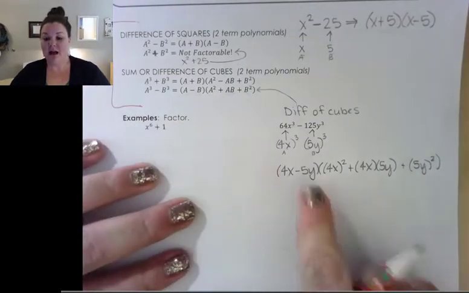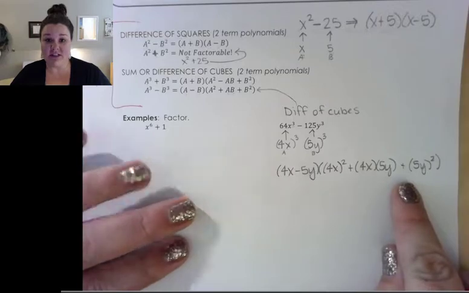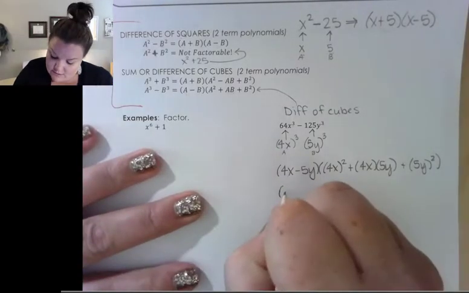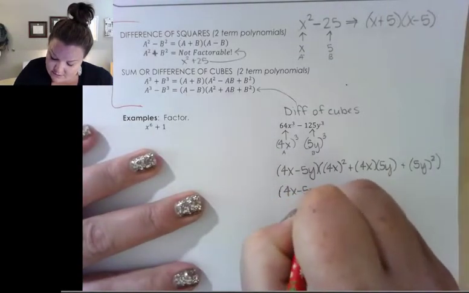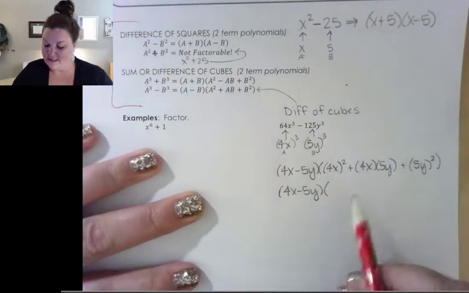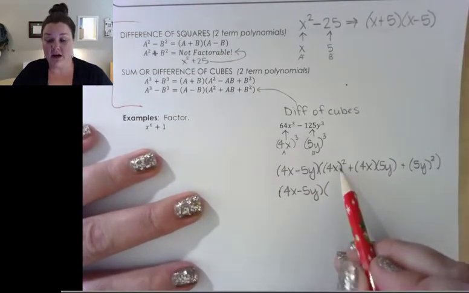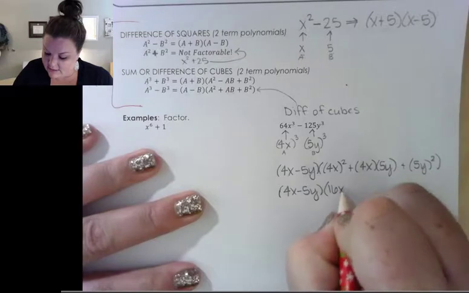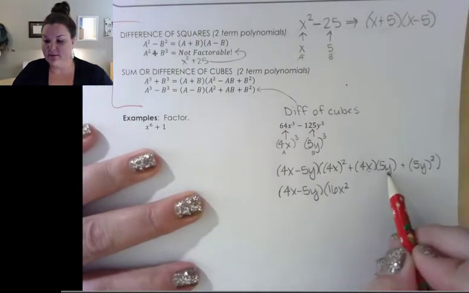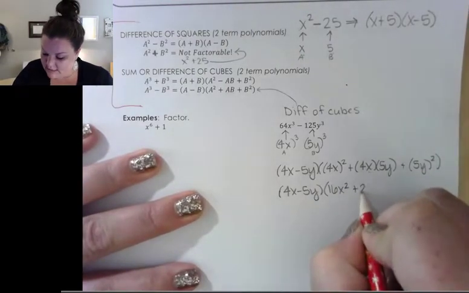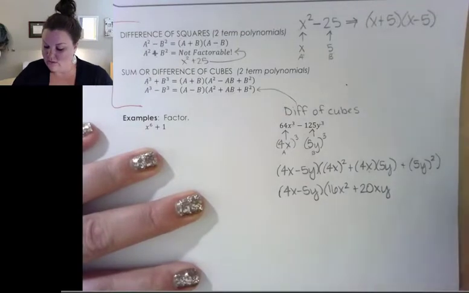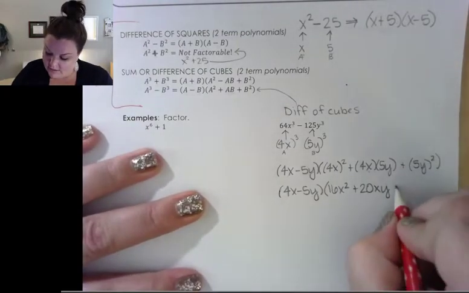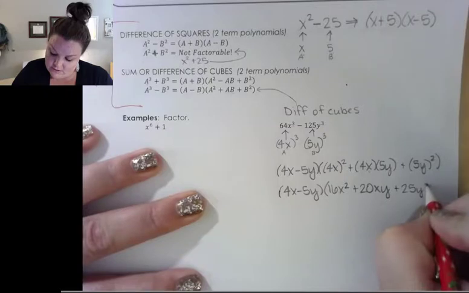Okay. And now this is pretty much my answer. I just need to do some simplifying. So this is 4x minus 5y. When I simplify inside here, 4x squared gives me 16x squared. 4x times 5y gives me 20xy. And 5y squared gives me 25y squared.